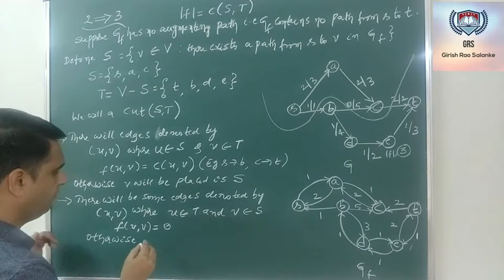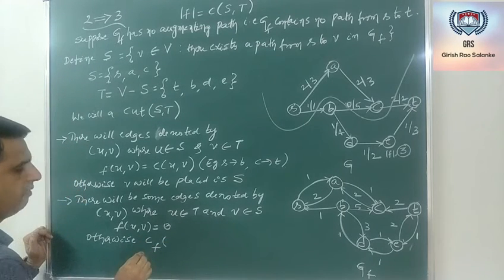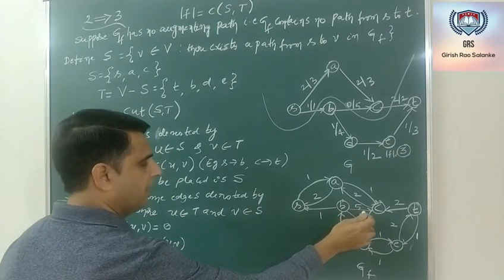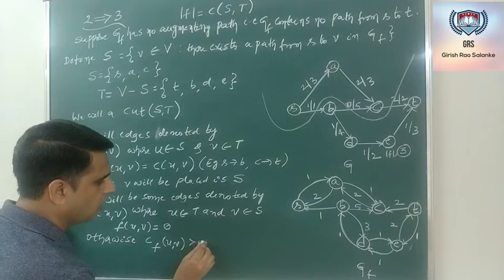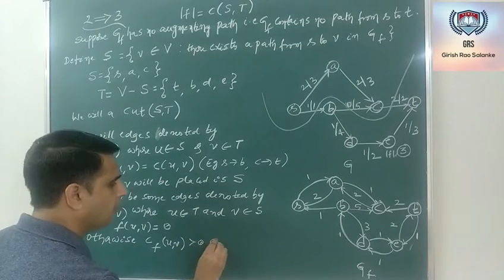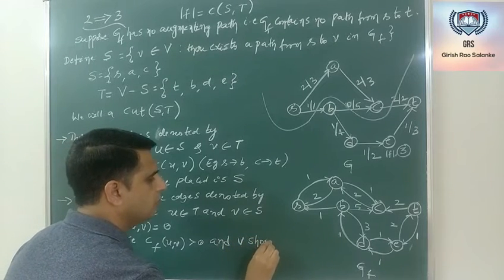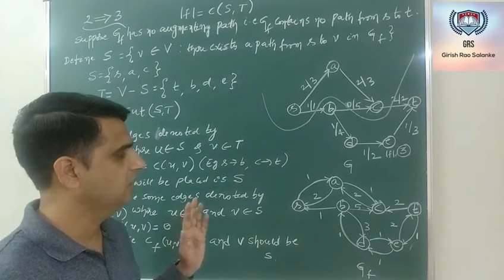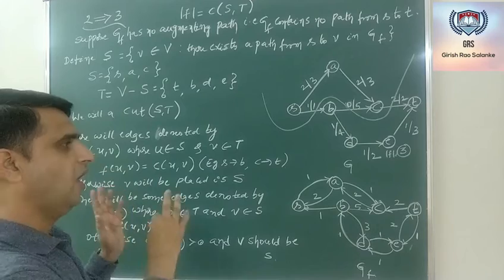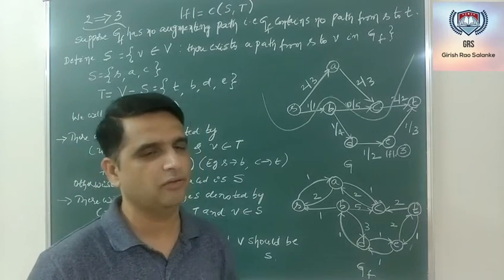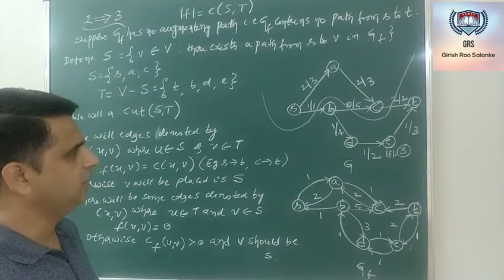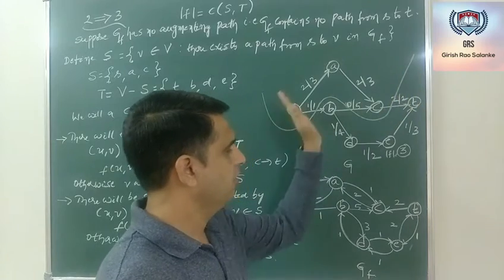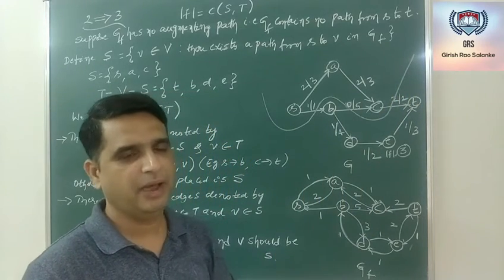what happens? I can have a bottleneck capacity. I will be having a backward edge with the bottleneck capacity as 1, which is greater than 0, and my V should be in S. So these are the two important things. Apart from this, all the other edges from U to V or V to U in E will be assigned 0. So this is about a cut on a flow network wherein it has a maximum capacity.